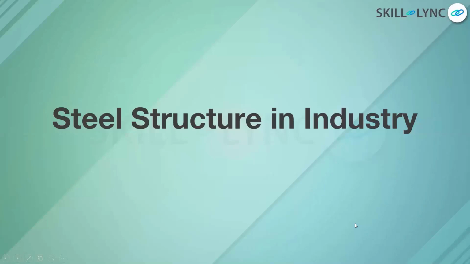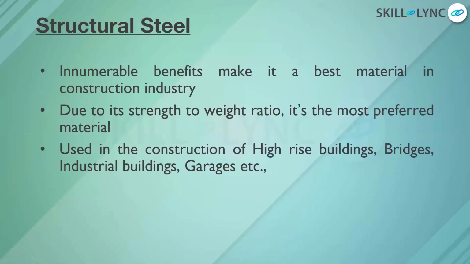Okay, so now let's jump into steel structures in industry. Structural steel is not like reinforcement steel. Structural steel is a category of steel used for making construction material in a variety of shapes. Structural steel shapes like I beams and H beams have high second moments of area, which means they are very stiff with respect to cross-sectional area, and thus can support a high load without excessive sagging.